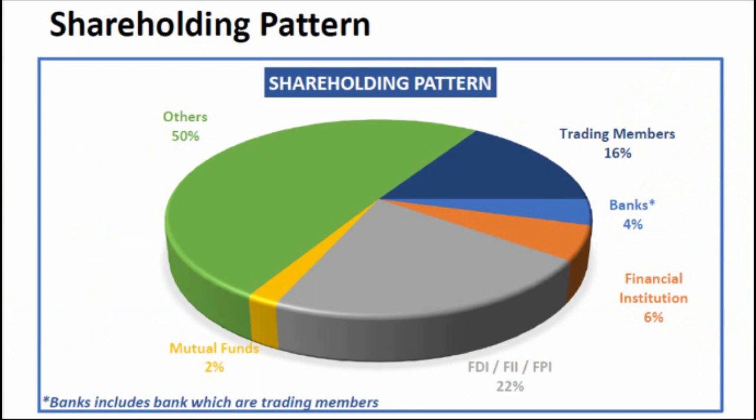Finally, let us look at the shareholding pattern. This company is generally controlled by trading members having 16% shareholding. Financial institutions are holding around 6%. Foreign direct investments, FIIs and FPIs are holding around 22% in this company. Others would include the public at 50%. So this concludes my brief analysis of the company's profile and what it does. Next, let us look at the financial statements of the company.